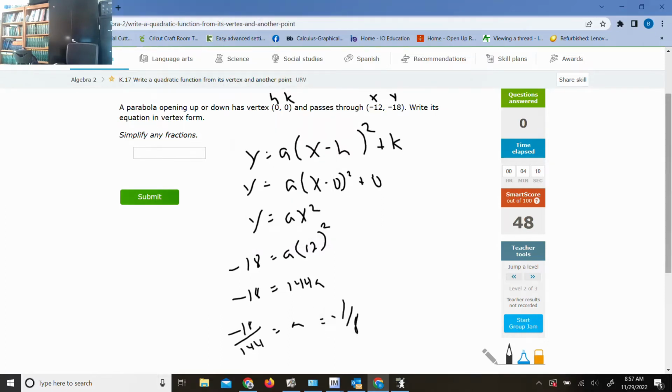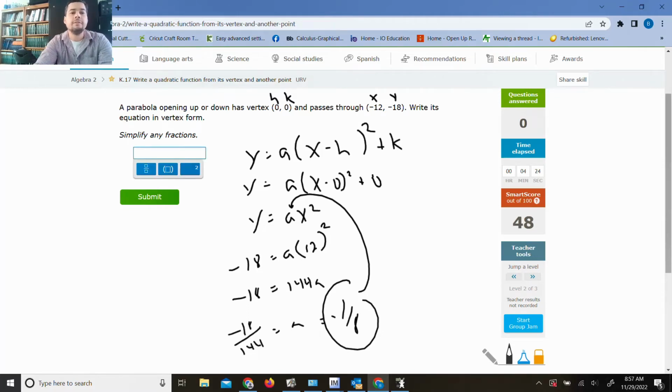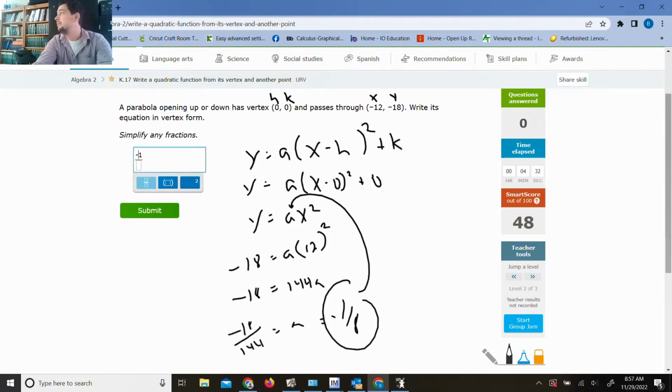All right, so we think that's our answer. Negative 1/8 of x squared. Now let's see if I know what I'm doing here. I have no idea how they want this written out. I don't even think you have to put y equals, so I'm not going to. We'll find out, right? You do have to? Well, there we go.